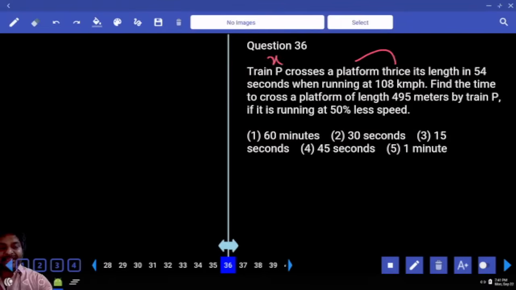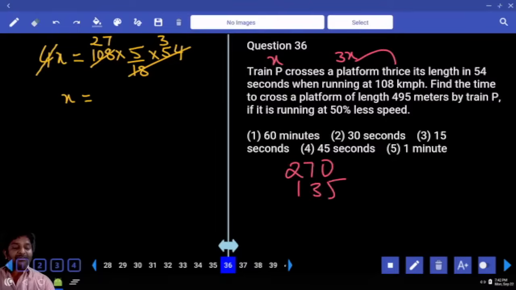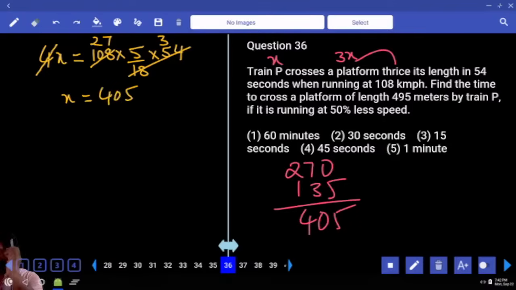If train P's length is x, the platform length becomes 3x. Total distance covered is 4x. Distance covered is equal to speed into time. Speed 108 km per hour converted into meters per second is 5 by 18, into time taken, 54. That gives 4x equals 27 times 3, so x is 3 into 5, 15, 27 times 15, which is 405. So the train length is 405.